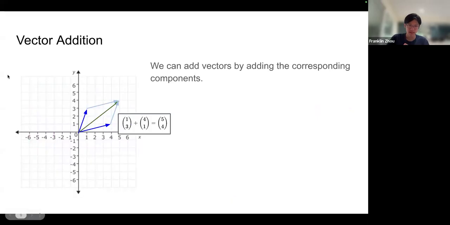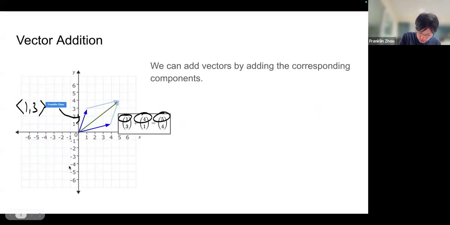All right, so adding vectors is actually really straightforward. We just add the first components together and the second components together. In this example, this 1, 3 corresponds to this vector here, since it goes horizontally right 1 and vertically up 3. And this 4, 1 corresponds to this lower one. And the 5, 4 comes from adding them together.